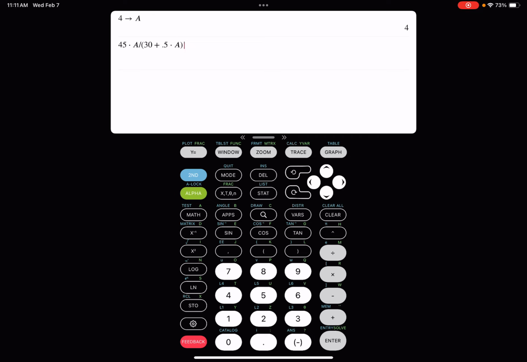Now, if you want to put the numerator in parentheses as well, you can. It's always a safer bet. In this case, we don't need it because there's no addition or subtraction. And we're going to hit enter. And there's our 5.625. And that's what we had already calculated.